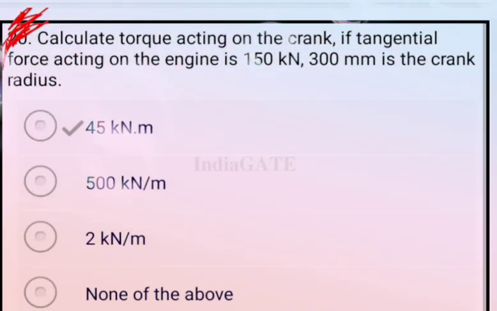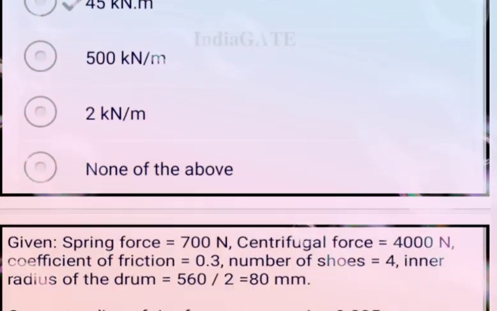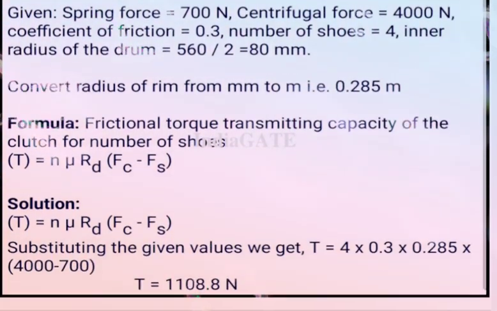Now come to the next. Calculate the torque acting on the crank if tangential force acting on the engine is 150 kN and 300 mm is the crank radius. So the correct answer is option A, that is 45 kN·m. So how? Come to the solution of this question.